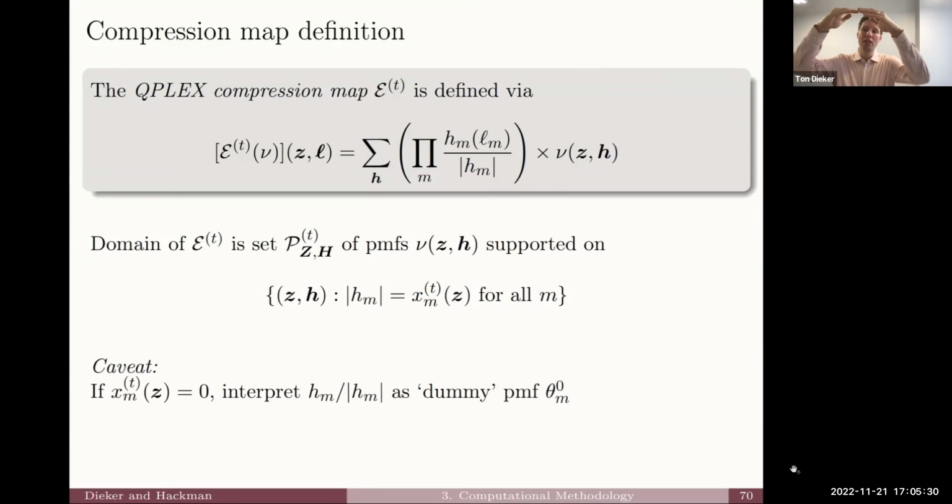Okay, now let's talk about the map that brings us from the top layer to the bottom layer, which is the compression map. And the formal formula is shown here. So you can think about this as a normalized expected histogram. And the domain of this map actually depends on T, even though the formula doesn't. And we denote it by PZTH.